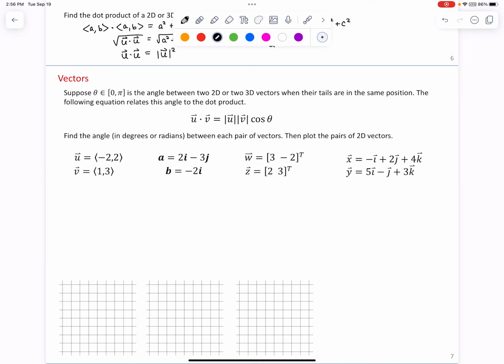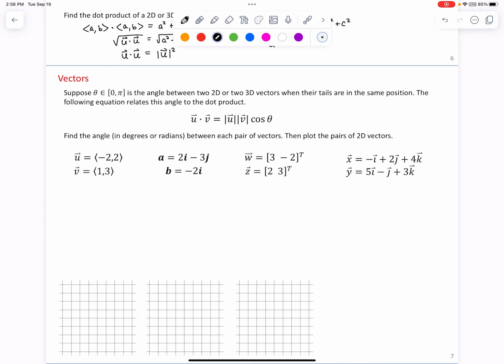Suppose theta, between 0 and pi radians, or 0 and 180 degrees, is the angle between two 2D or two 3D vectors when their tails are in the same position. The following equation relates this angle to the dot product. We won't prove this, but the dot product can be shown to be equal to the magnitude of the two vectors involved times the cosine of the angle between them.